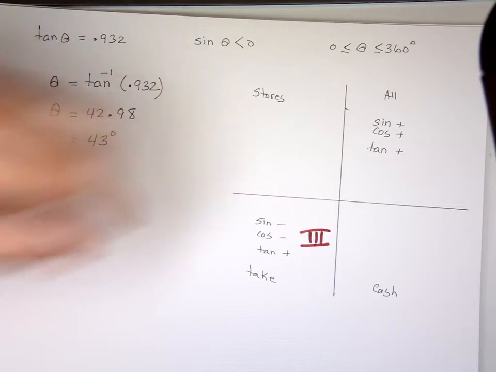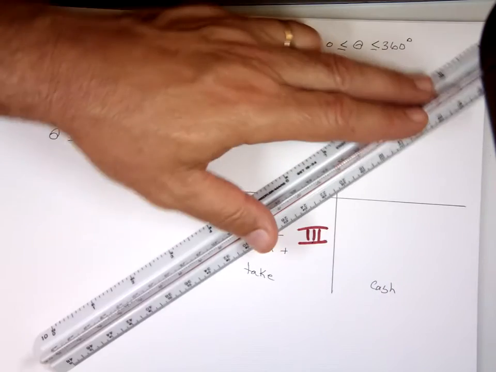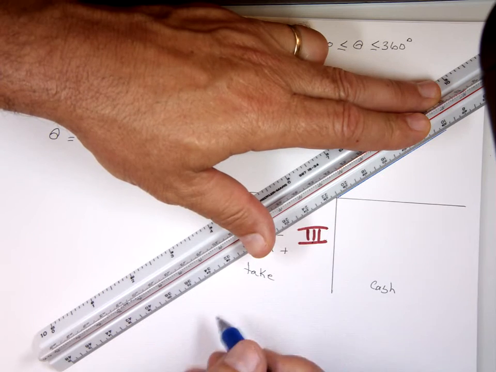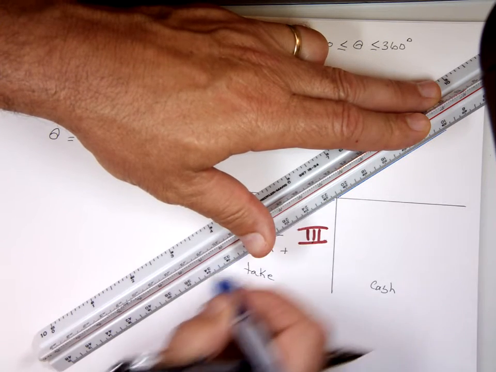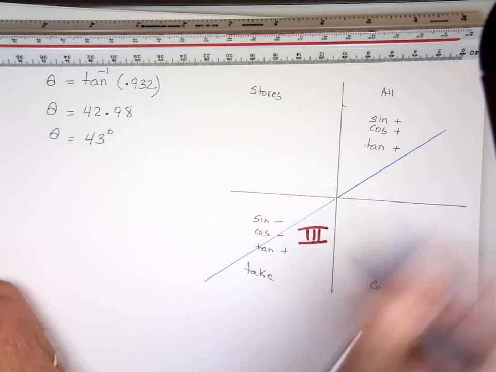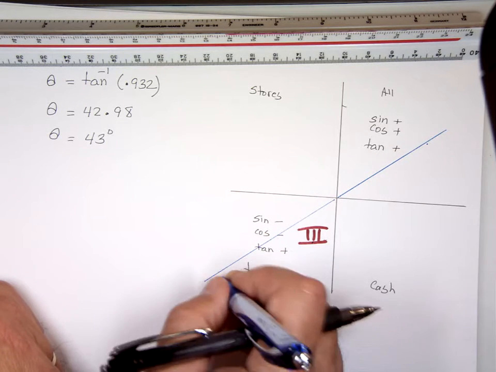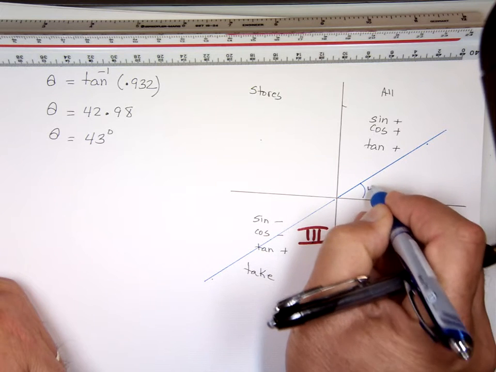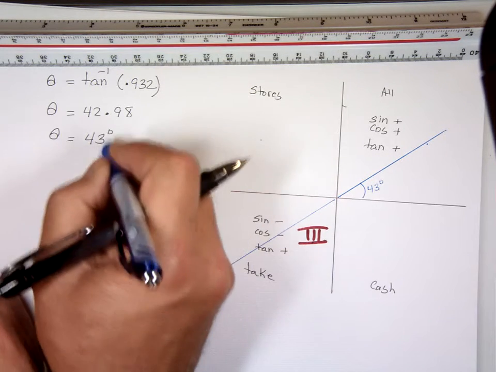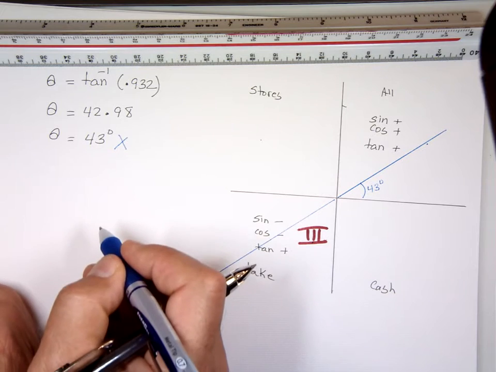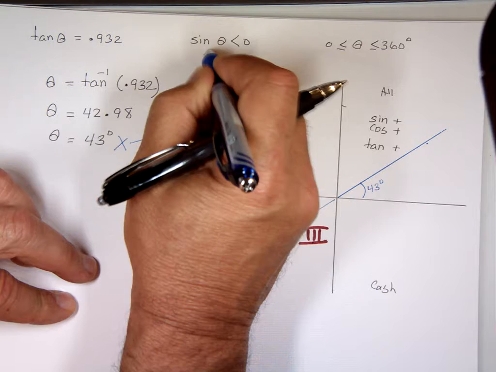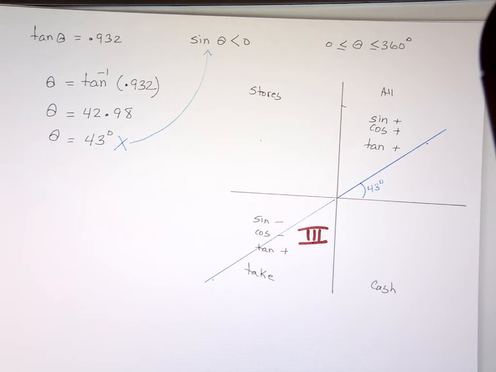So for the tangent, once you have one angle, the tangent is different. You don't fold the paper. You just extend the line for the tangent, because your tangent is positive here and here, negative here and here. So if this is 43 degrees, that's not the correct answer, because this does not satisfy this condition. The sine is not negative there. I need the sine to be negative.